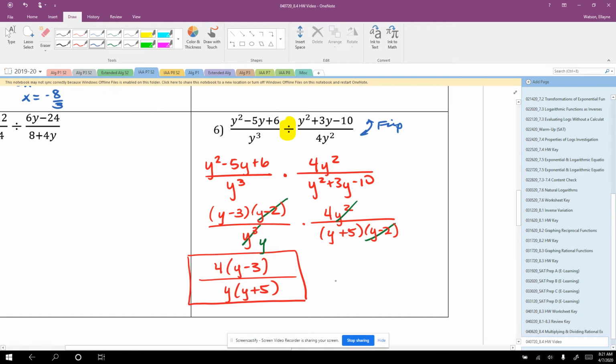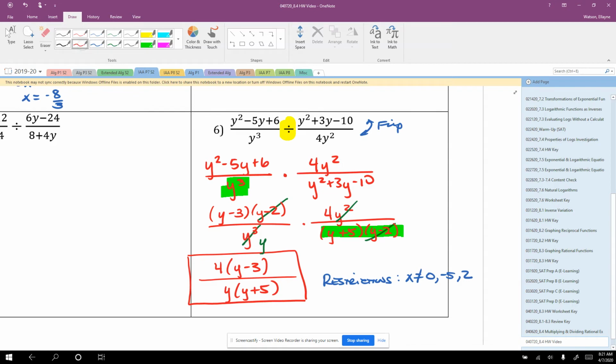Okay, and the restrictions, again, you want to set anything that is in the denominator equal to 0. So for restrictions, I'm looking here and I'm looking here because I like to look at the factored form. So if I set all those equal to 0, my restrictions are going to be x cannot equal 0, negative 5, and 2.